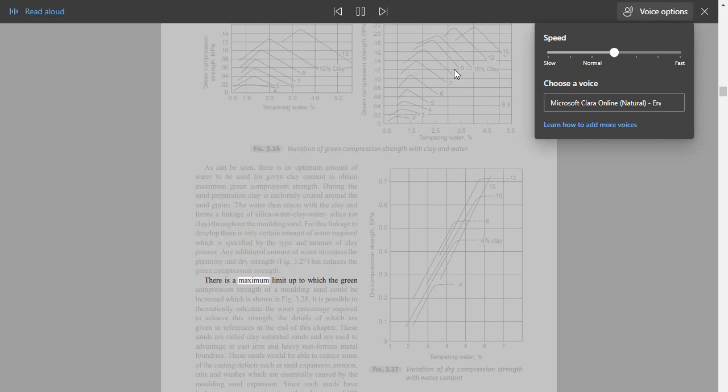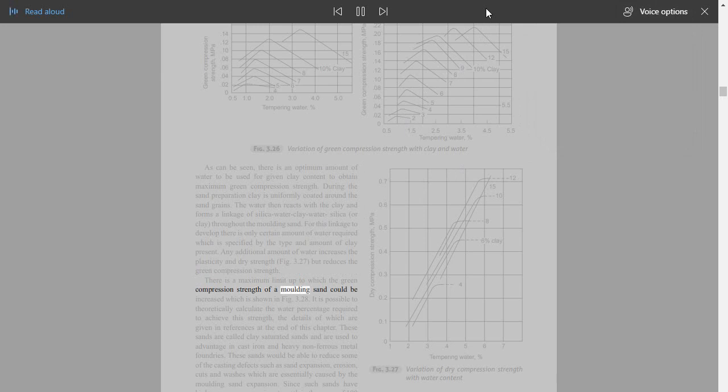There is a maximum limit up to which the green compression strength of a molding sand could be increased, which is shown in Fig. 3.28. It is possible to theoretically calculate the water percentage required to achieve this strength, the details of which are given in references at the end of this chapter.